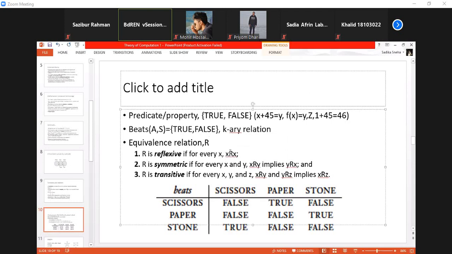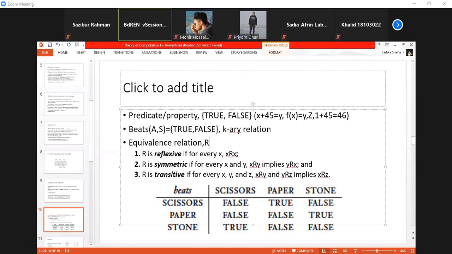R will be an equivalence relation. Equivalence means that it captures the equality of two functions in some features. So a binary relation will be an equivalence relation if it satisfies the following things. What is it satisfying? For every x, the relationship between x and x will be equal.